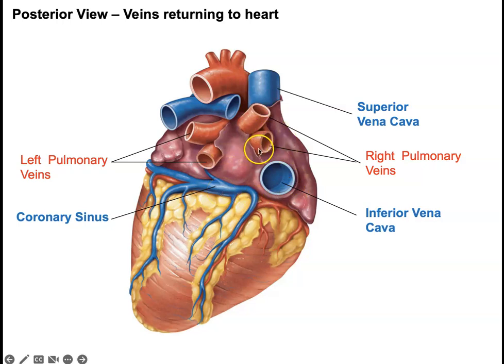So this right side of the heart, on the upper chamber, the right atrium, empties the superior vena cava, inferior vena cava, and the coronary sinus.